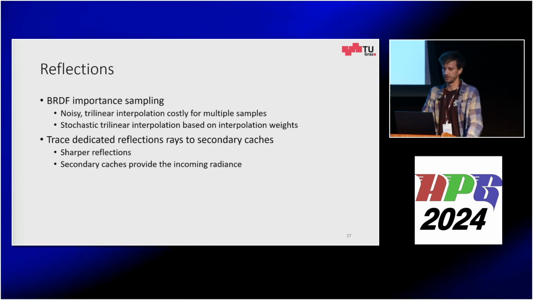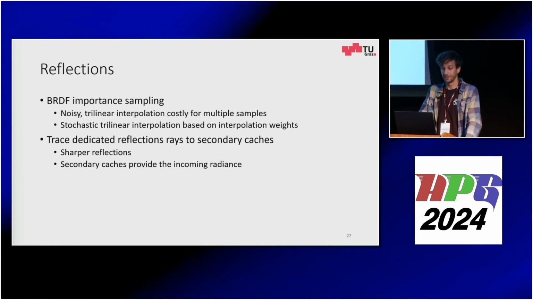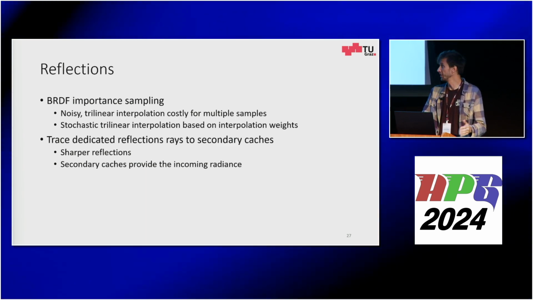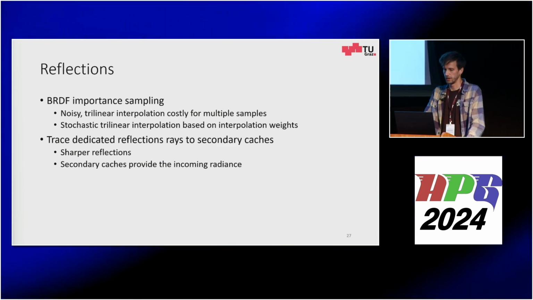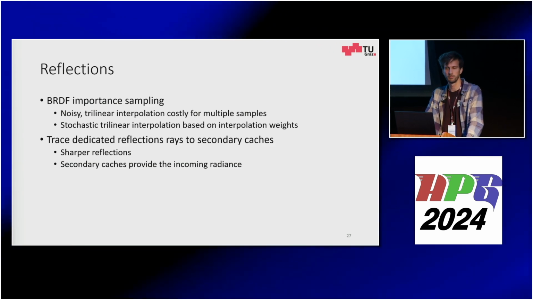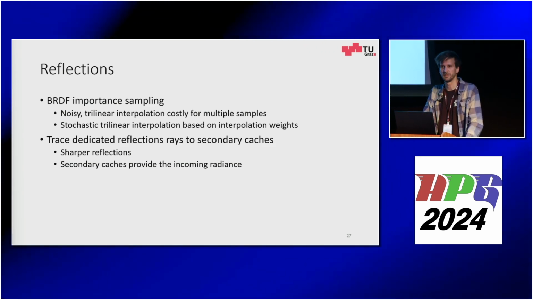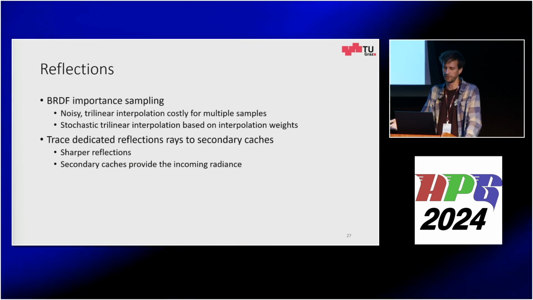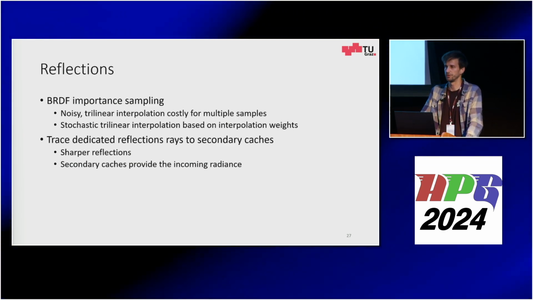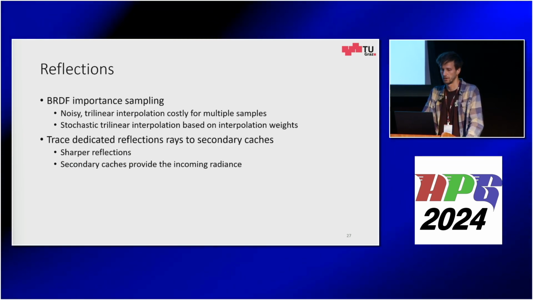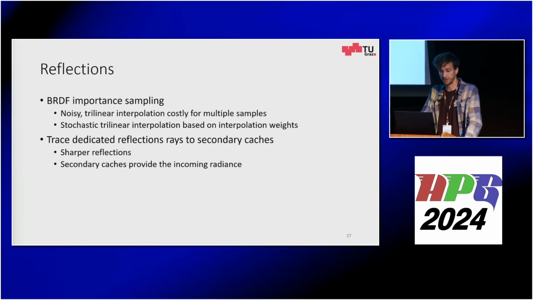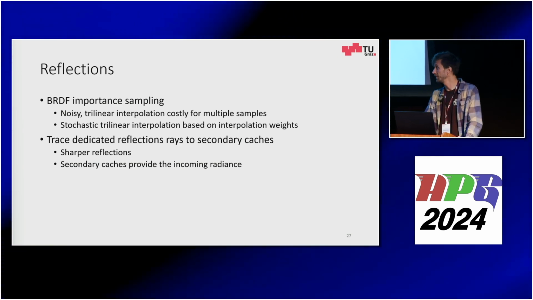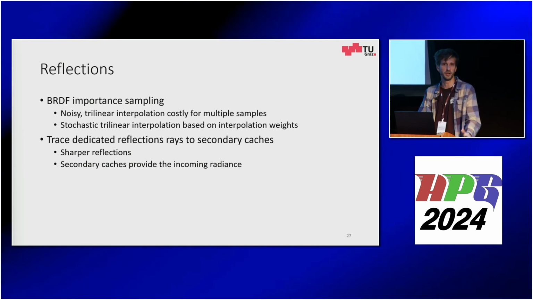Tracing dedicated reflection rays basically allows us to achieve sharper reflections, and these reflection rays simply get their radiance from the secondary caches, since they already store the outgoing radiance, and we can sample them from every direction, so we don't have to cast any further rays here. And additionally, our secondary caches also handle multiple bounces. So what that means is that our reflections also capture multiple bounces.